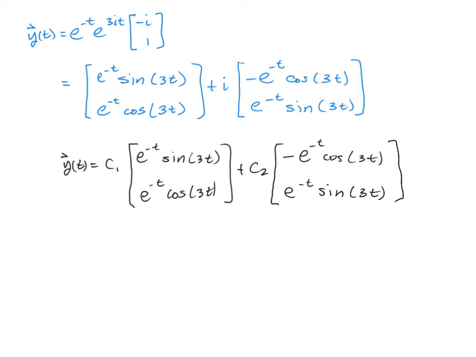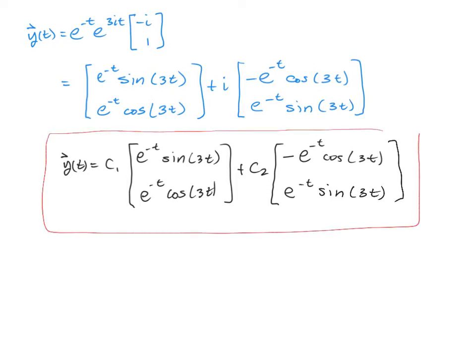So it's very important to make sure that you do understand that there's a lot of variation in the appearance of correct answers. But again, this is our solution to that 2 by 2 linear system with a complex eigenvalue.